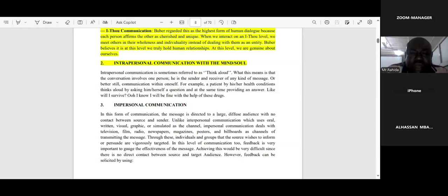So that is what we term intrapersonal communication. The person was thinking deeply within himself because of the worries, because of the sickness in him or her. The person is much worried whether he or she will survive. Are we there?